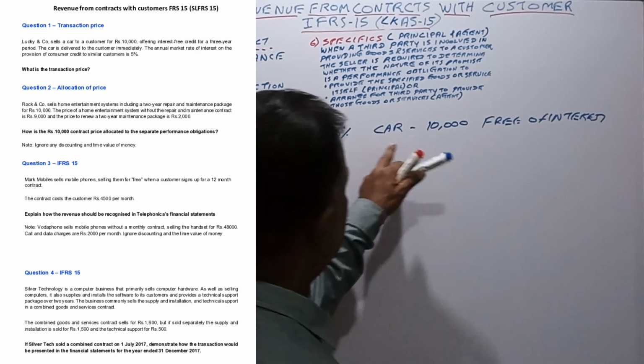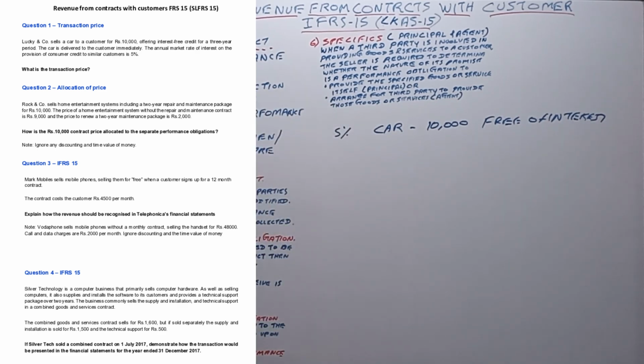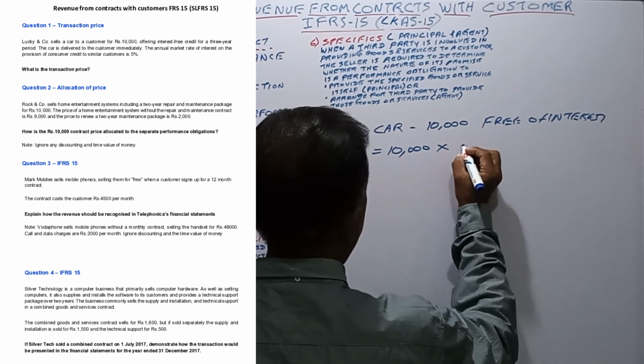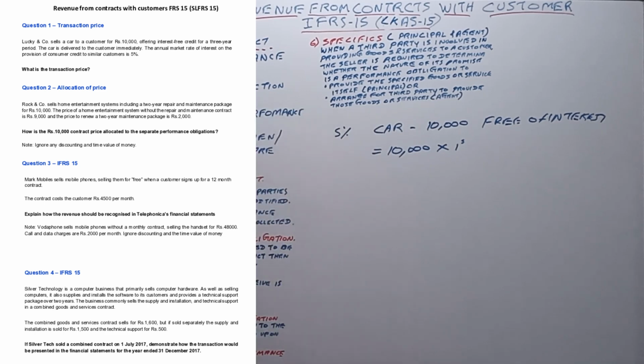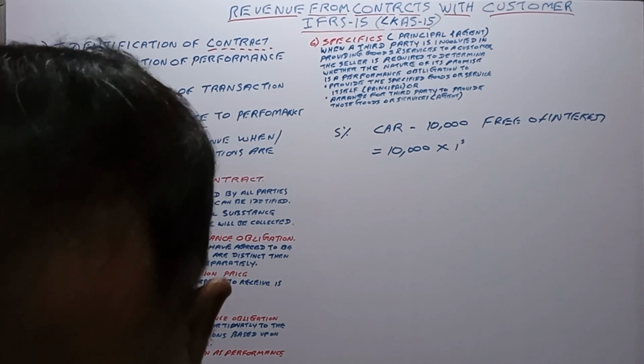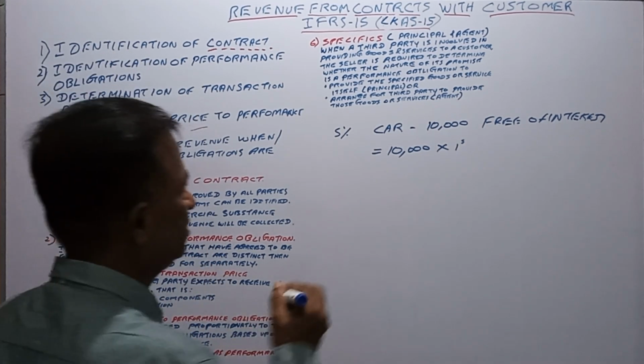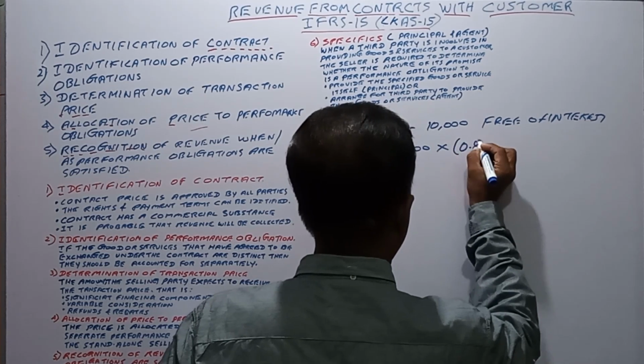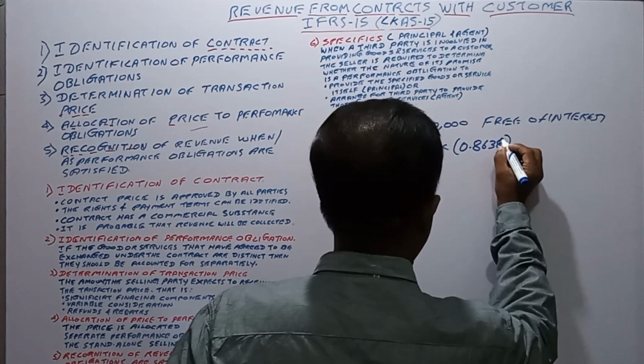What is the transaction price? 10,000 into 1 upon 5, that is 0.8638. This is called the discount factor.